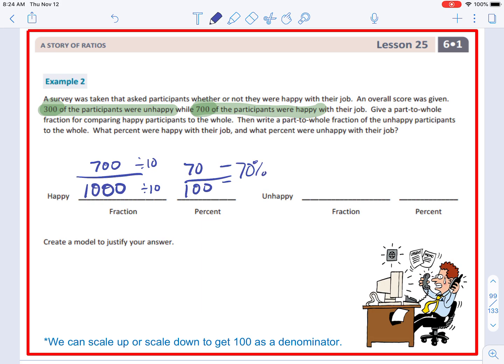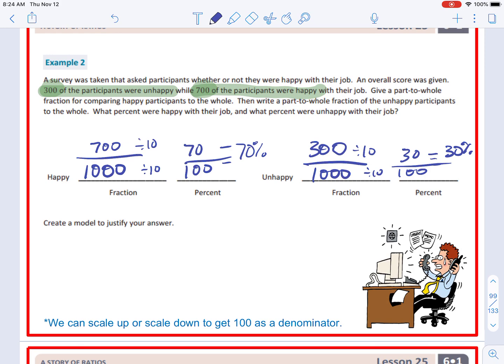Okay, now let's look at the unhappy. We know we have 1,000 people total. The unhappy participants were 300 of those 1,000. We're going to divide both by 10 to put it over 100. And 300 divided by 10 is 30. 30 over 100 is equal to 30%.